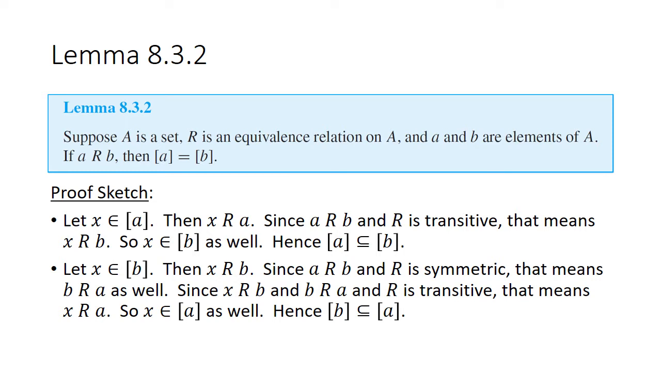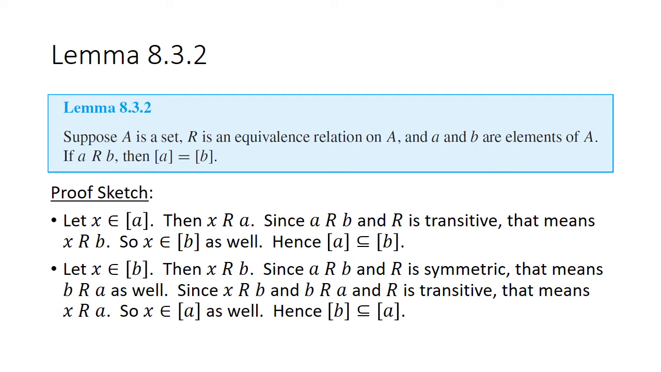So Lemma 8.3.2: suppose A is a set, R is an equivalence relation on A, and A and B are elements of A. If A is related to B by R, then the equivalence class of A is equal to the equivalence class of B, or bracket A is equal to bracket B. This is interesting, and I think we had noticed this on the last couple of problems. For example, in the example I did, B and D were related, and we found that the equivalence class of B was equal to the equivalence class of D. So let me show you with this little proof sketch why this is the case.